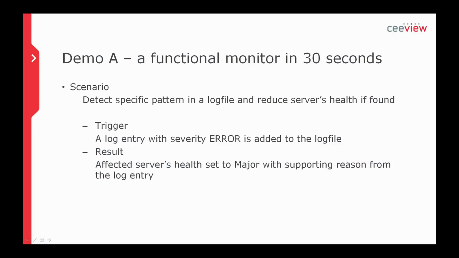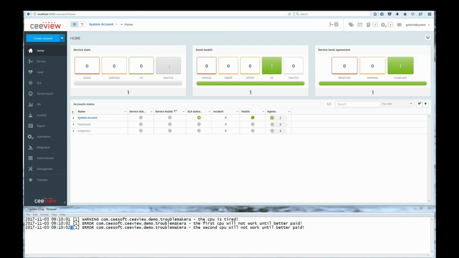Okay, we are finally ready to have some fun. Our first demonstration will show how easy it is to create a log monitor. This monitor will search for a specific pattern in a log file and set the monitor's health to orange, that is major health reduction, and include a part of the log entry as a recent cause for that health change.